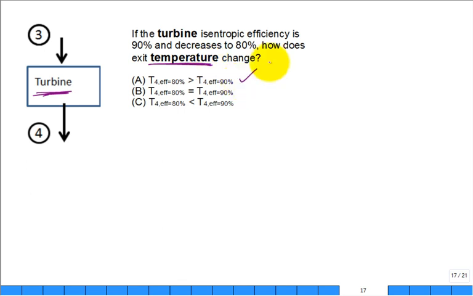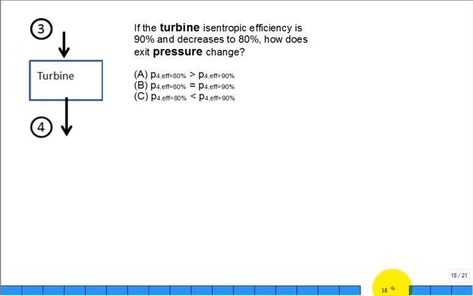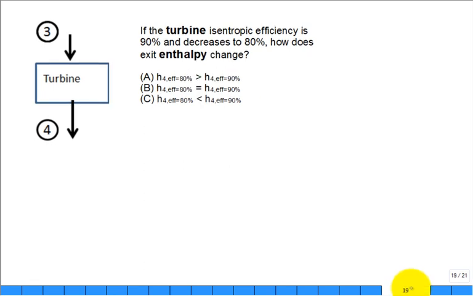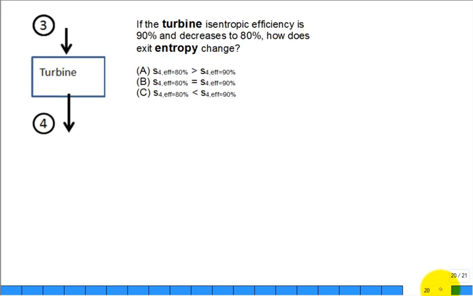No, it's A. Do you want to do the pressure? Right. You're right. Yep. Again, that's our assumption. The pressure ratio doesn't change even though the isentropic efficiencies are changing. Do the enthalpy and then do the entropy.